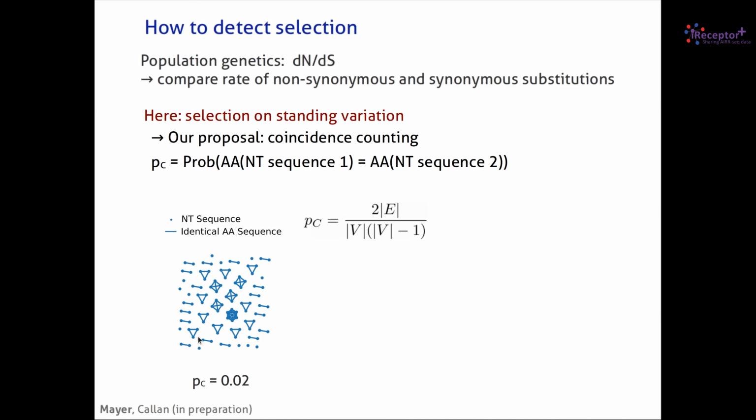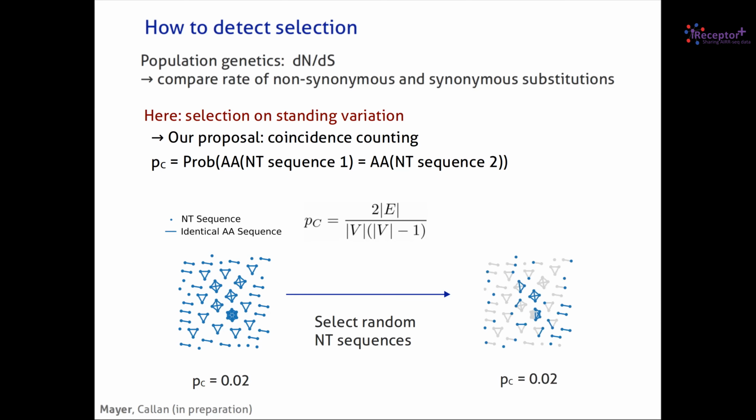So then in this visualization, the probability of coincidence is given by this formula here. It's related to the number of edges divided by basically the square of the number of vertices. And we can ask, how does that measure behave under different kinds of sampling? We can first convince ourselves that if we just select a random subset of all nucleotide sequences from the blood, then this measure actually doesn't change. Statistically speaking, the probability of coincidence will be the same if we have a smaller sample than a larger sample. So that's a good property.